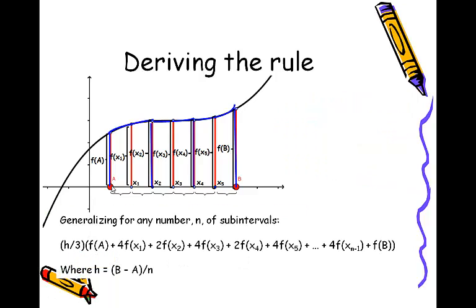So let's generalize this for any number of subintervals. In this case I had 6, but n could vary and be any even number. You'll notice that it has the h over 3 on the outside, and then the coefficient of f of a is 1, and then it alternates 4, 2, 4, 2, 4, 2, and so on, 4, 1. Again, that second to last f value has to have a coefficient of 4 because it will have been the middle of the last shape. And then again, the way we find h is by doing b minus a over n.